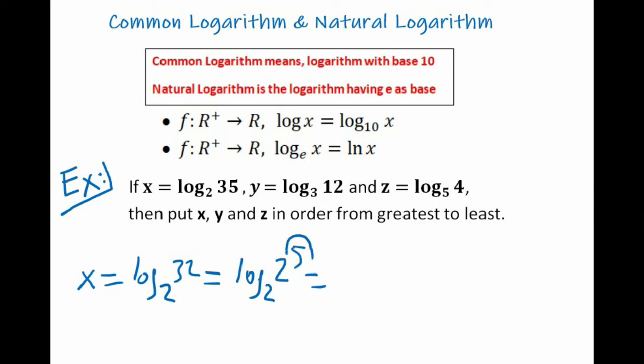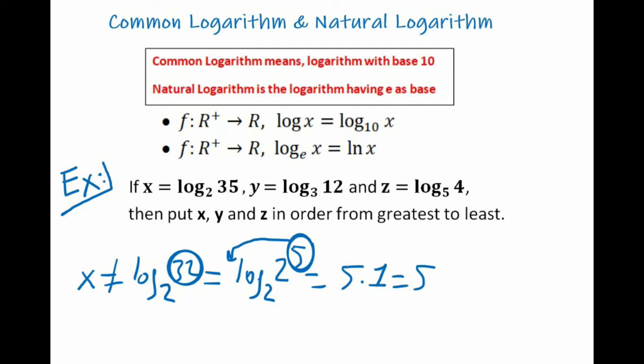So from our previous examples, that 5 can come to the front, so it's going to be 5 times logarithm of 2 in base 2, which is 1, so this is equal to 5. But that 32 is not the number that we have in x. X is given as logarithm of 35, so this is not x, by the way.